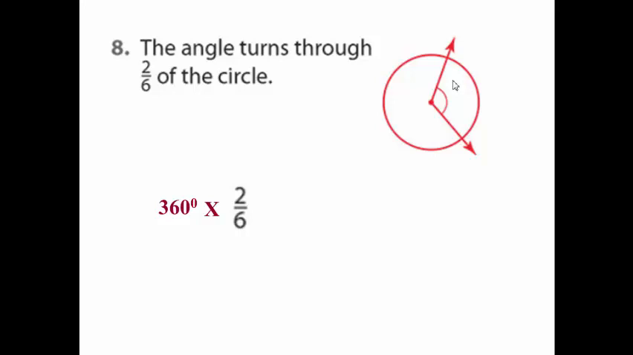Now, here we put the denominator down and multiply 360 by 2, which will be 720, and now you can calculate it by the calculator. You can divide 720 by 6. It will be 120 degrees.